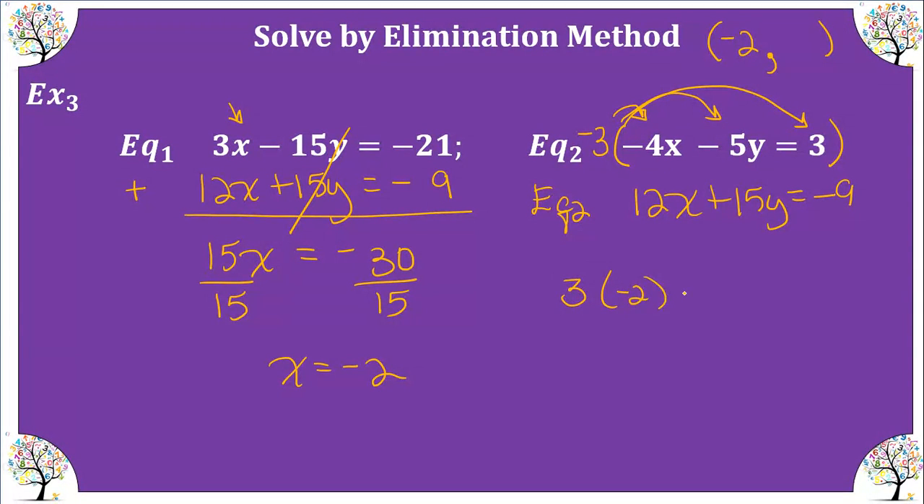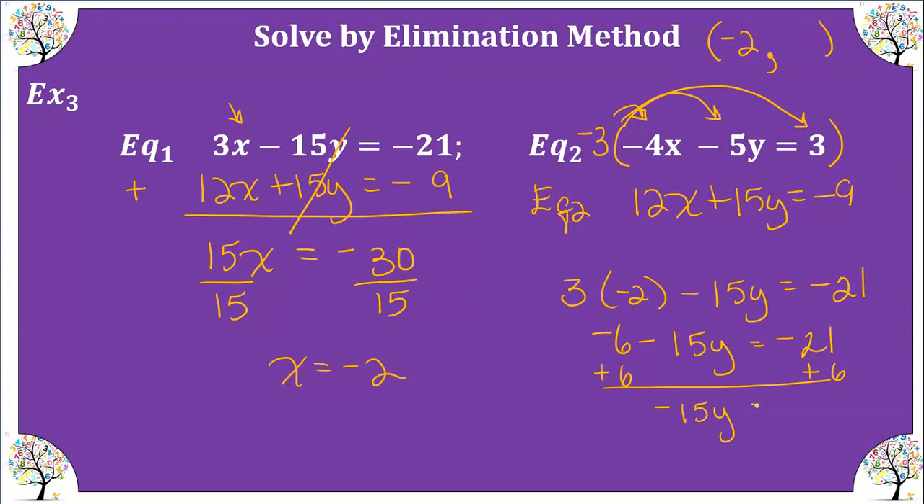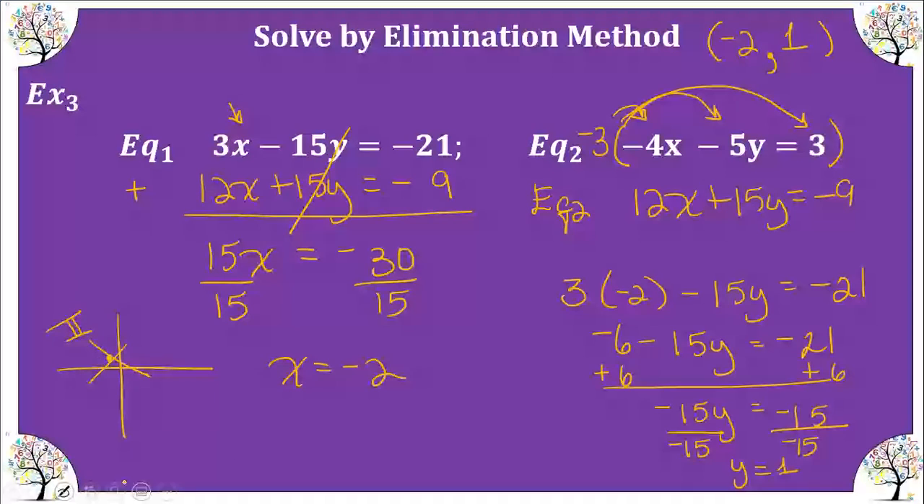Replace x with negative 2 and solve. I'm going to multiply, get negative 6 minus 15y equals negative 21. We're going to add 6 to both sides. Let's divide by our coefficient, negative 15. And our y value is positive 1. So our point of intersection would be in quadrant 2 at negative 2, 1. And the lines would cross.